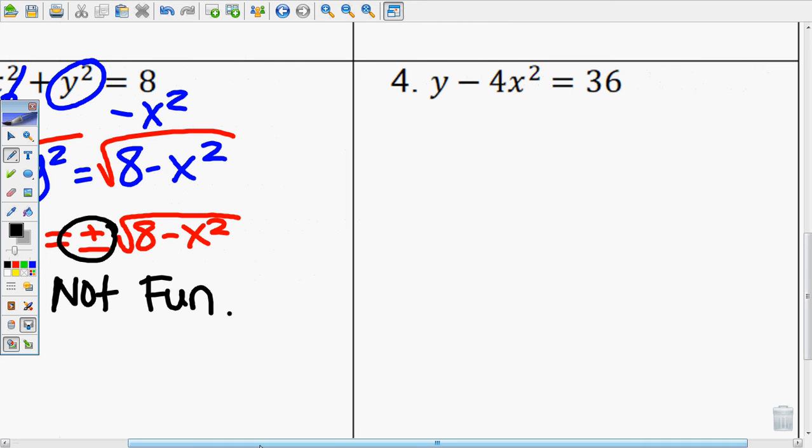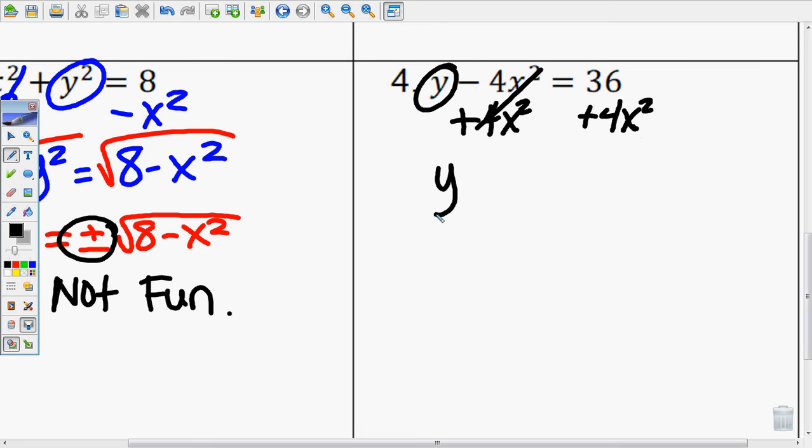Isolate the y. Plus 4x squared. Okay. So what am I left with? y.